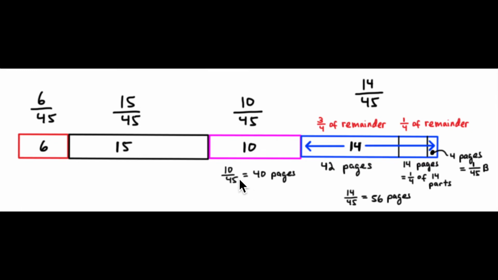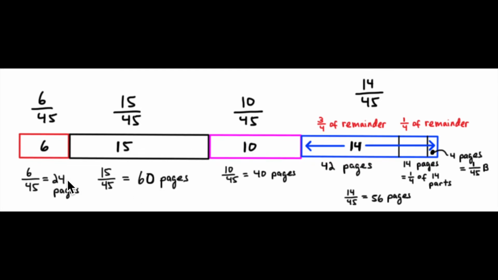So 10 times 4 pages, so it's 10/45, or 10 parts. 10 times 4 is 40 pages. 15 times 4 is 60 pages. And 6 times 4 is 24 pages. So this 56 pages plus 24 pages is 80 pages, and this 60 plus this 40 is another 100. So the total number of pages in the book is 180 pages. So this is a drawing or a picture that helps you write the equation.